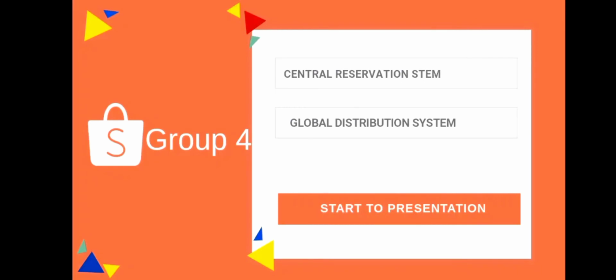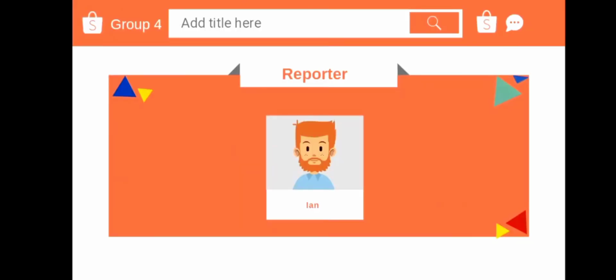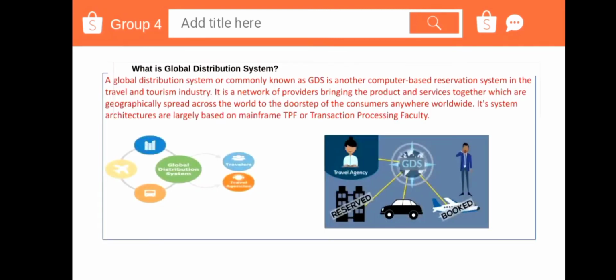My topic for today is Global Distribution System. What is a Global Distribution System? A Global Distribution System, or commonly known as GDS, is another computer-based reservation system in the travel and tourism industry. It is a network of providers bringing the products and services, which are geographically spread across the world, to the doorstep of consumers anywhere worldwide.